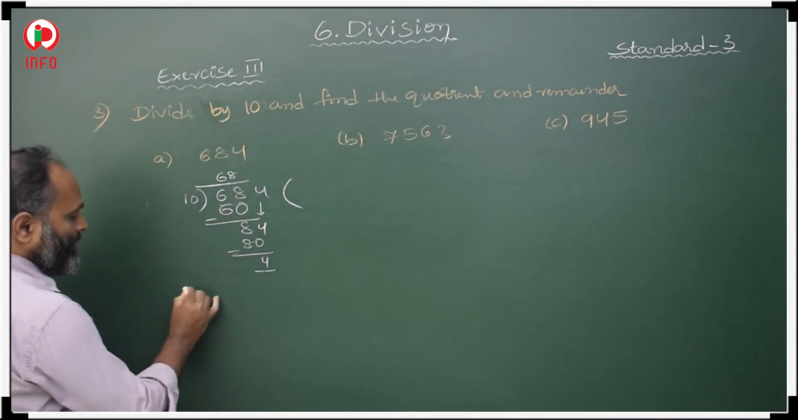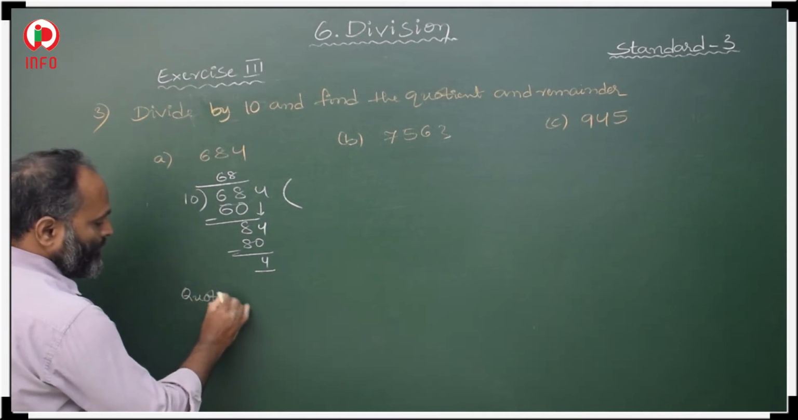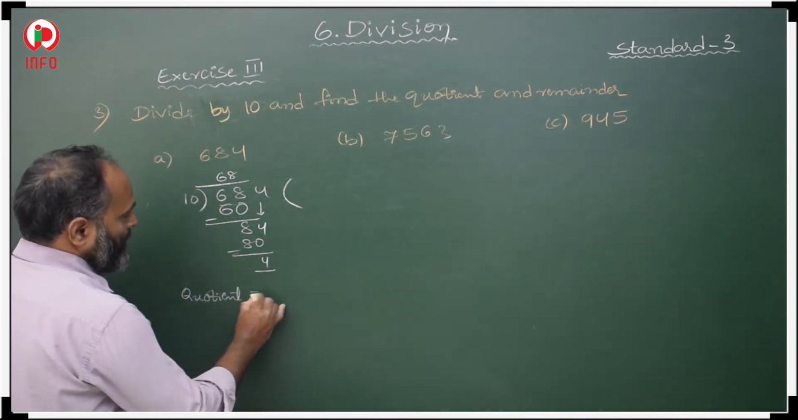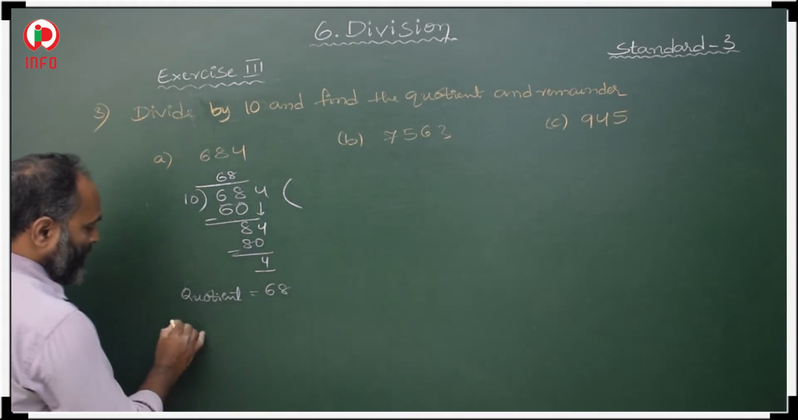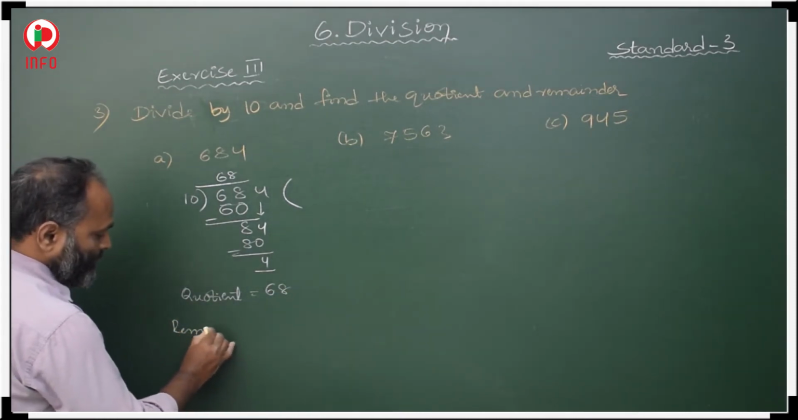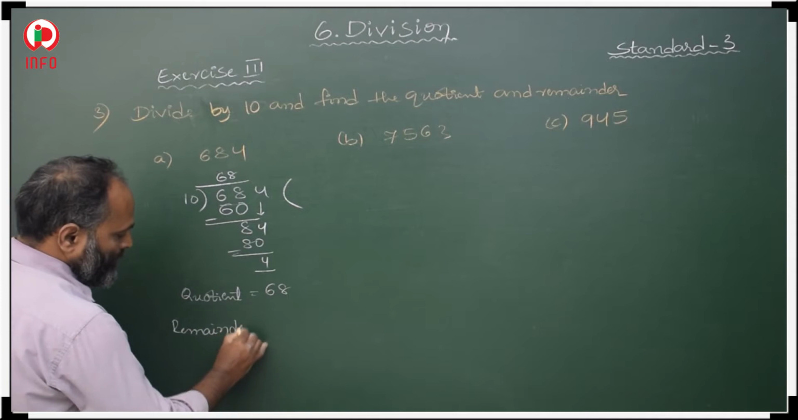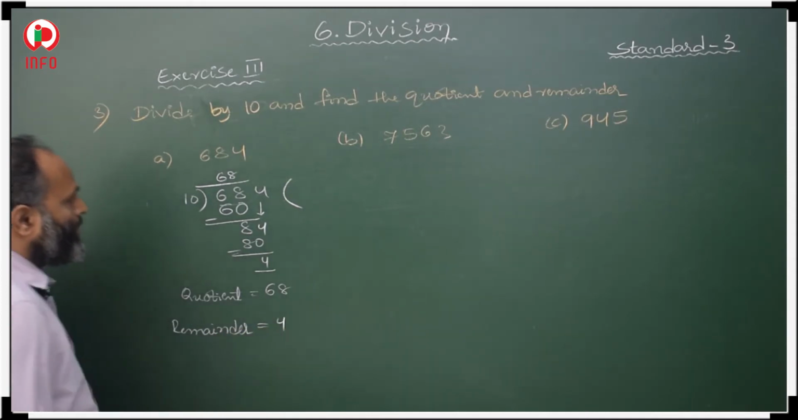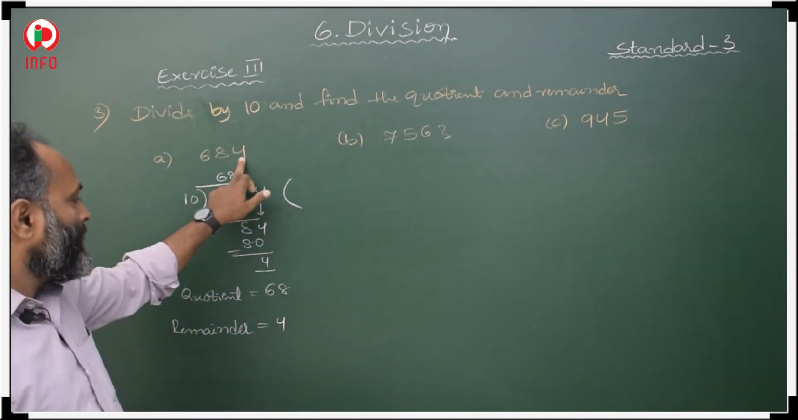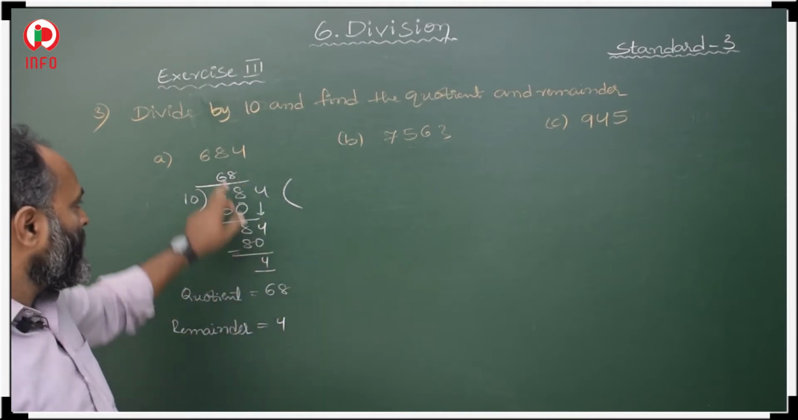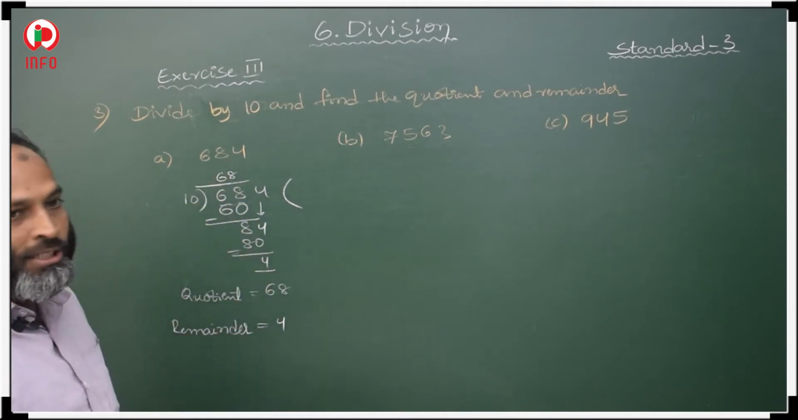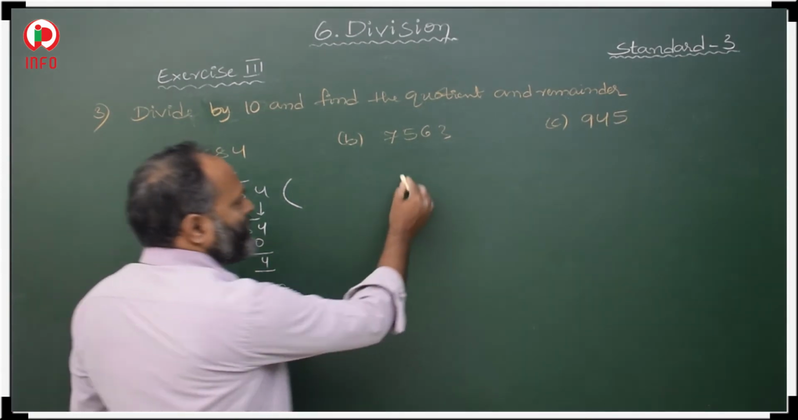So what is your quotient? Your quotient is 68 and your remainder is 4. So in this number, the last ones place is your remainder, and the rest of the places are your quotient.